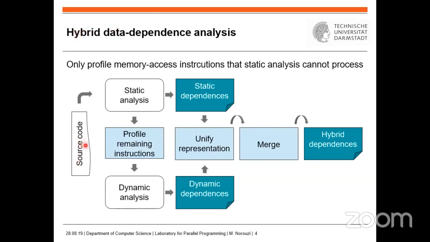So starting from the source code, we perform the static analysis to retrieve as many static dependencies as possible. We profile only the remaining instructions for the dynamic analysis, and then we retrieve the dynamic dependencies from those. With the unified representation, we merge both the sets of static and dynamic dependencies into a complete set of hybrid dependencies.